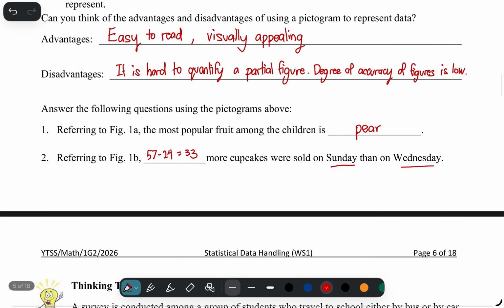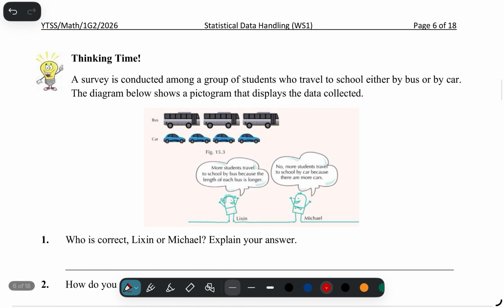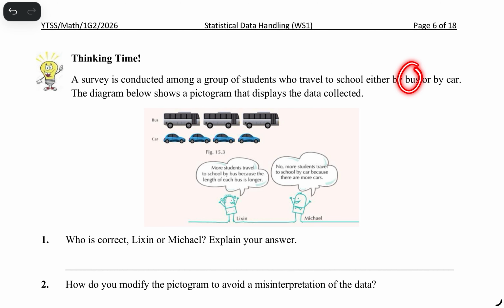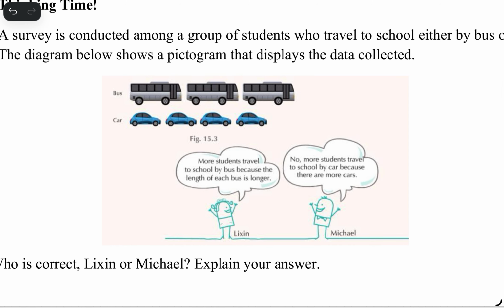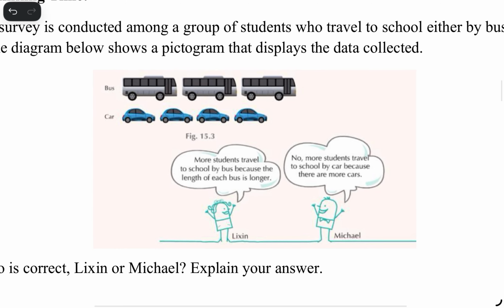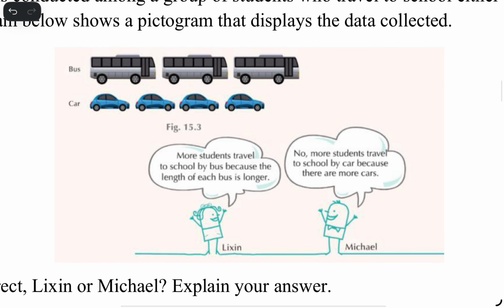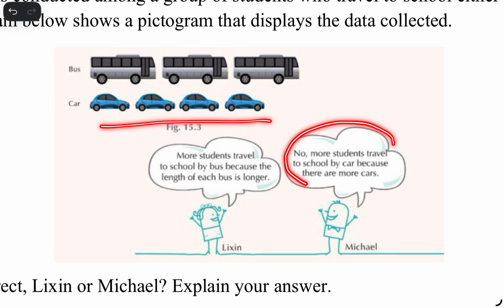Alright, let's now look at page number 6. A survey is conducted among a group of students who travel to school either by bus or by car. So we can look at this diagram over here. There are 3 buses, whereas for car there are 4 cars. So let's look at these 2 students' claims. Li Xin claimed that more students travel to school by bus because the length of each bus is longer. But Michael claims, no, more students travel to school by car because there are more cars.